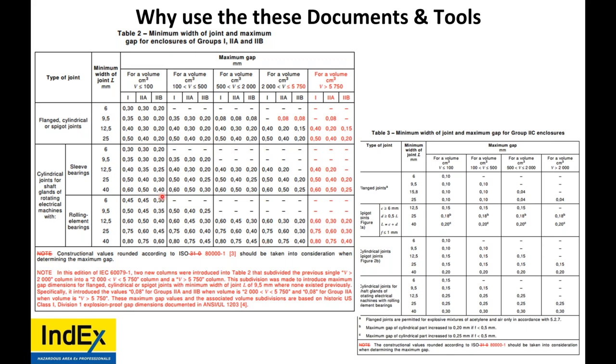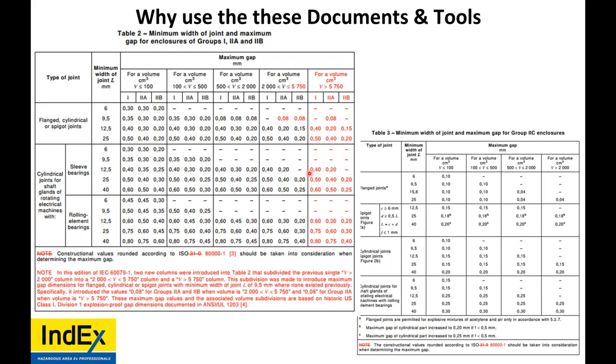Now, this is for 2A, 2B. This is for 2C. Take a look at the bottom here. They've started to incorporate historical data from the US on Class 1, Division 1 explosion proof gap dimensions. So the word explosion proof is North American Ex d. Is there a permissible scratch depth? No, but there's a permissible gap here.